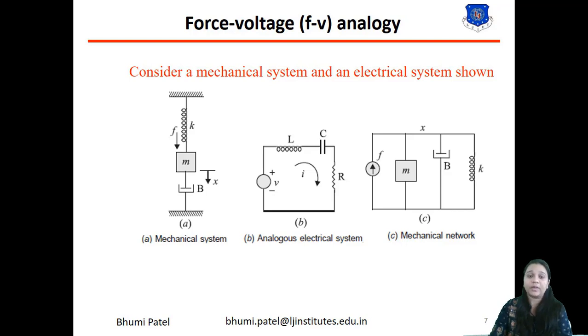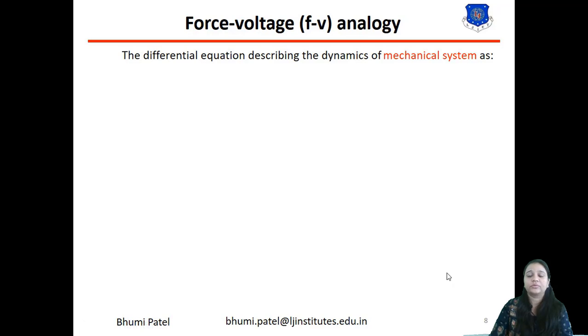Here force is our input and X is our output, and the mechanical elements in the mechanical system are mass, spring and damper, and in the analogous electrical system voltage is our input and L, C and R are connected. So the differential equation describing the dynamics of the mechanical system, as we saw earlier, is M X double dot plus B X dot plus K X is equal to F. This is our equation number 1.